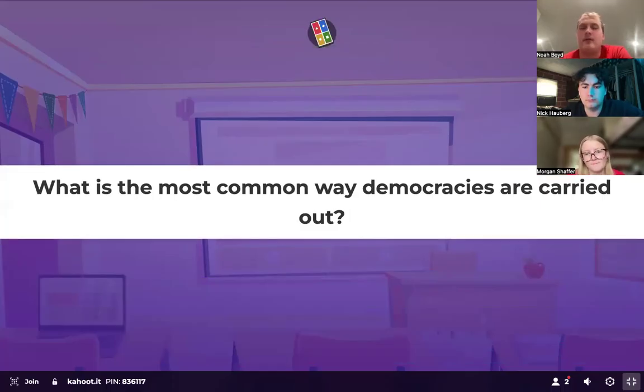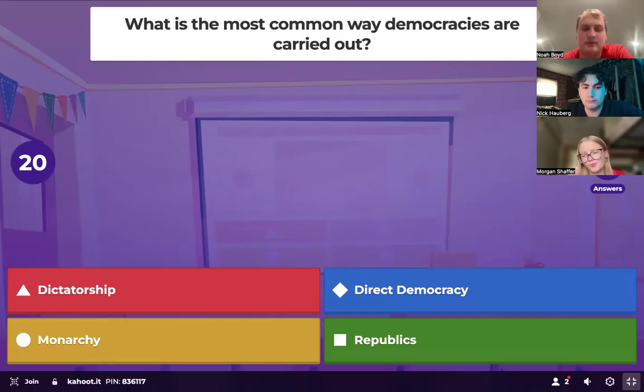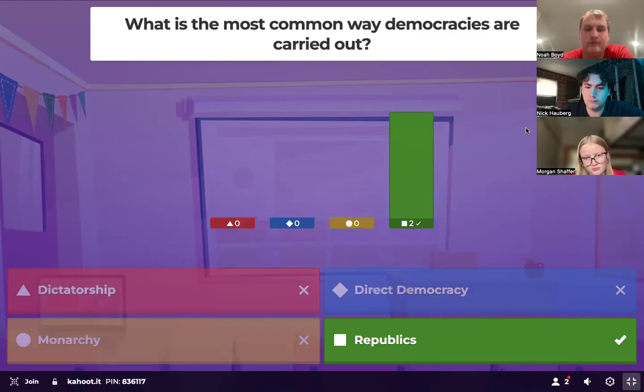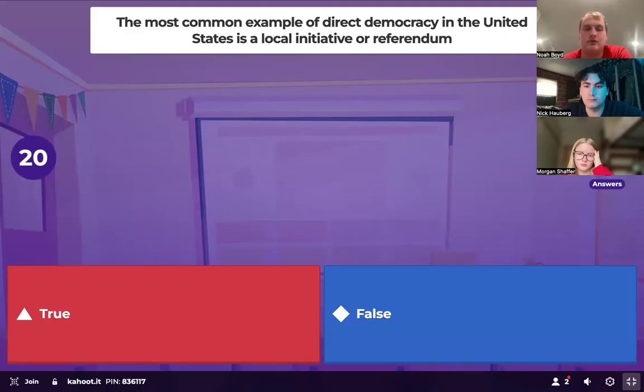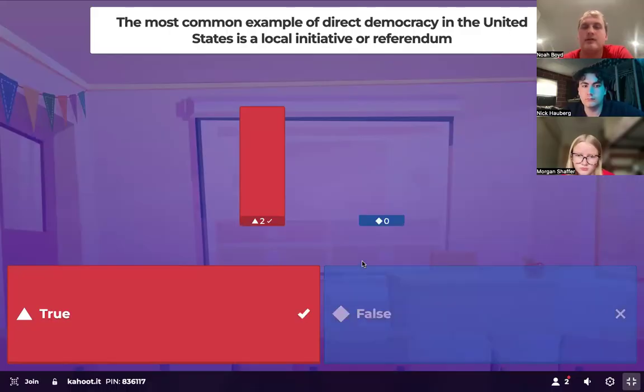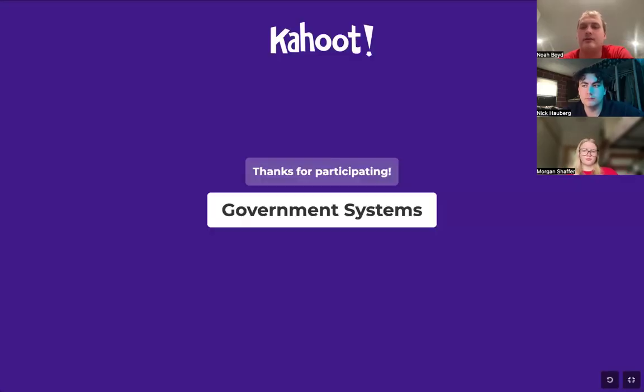What is the most common way democracies are carried out? Sorry, this was supposed to say, oh no, this is right. Democracy is carried out. Yeah, republics are the most common way, like how we do it in the United States, and how constitutional monarchies do it. The most common example of direct democracy in the United States is a local initiative or referendum, true or false? Yeah, that's just what we talked about on that one question.